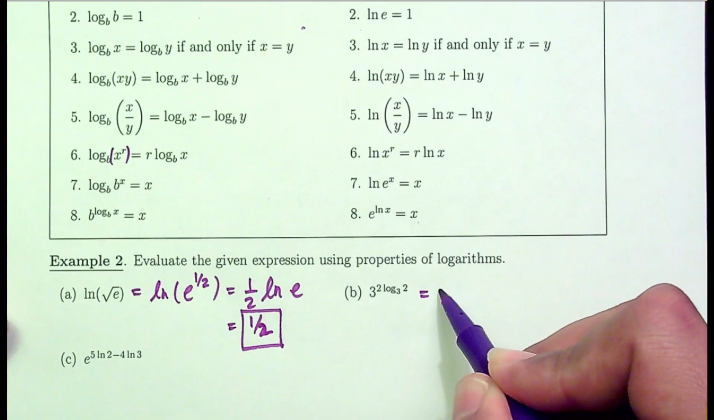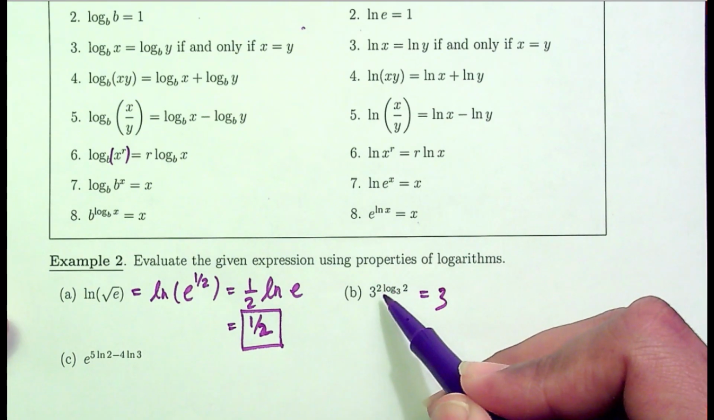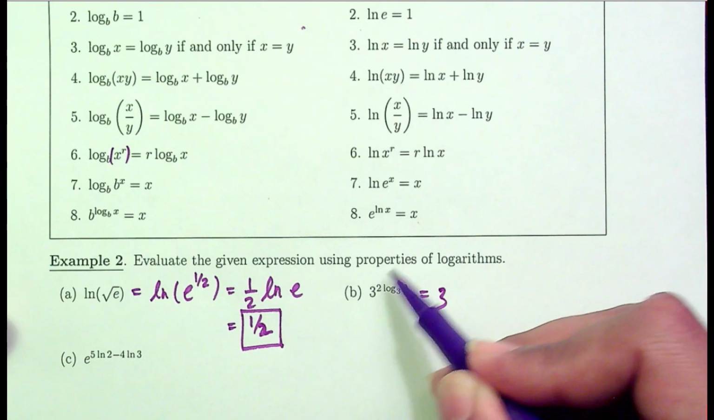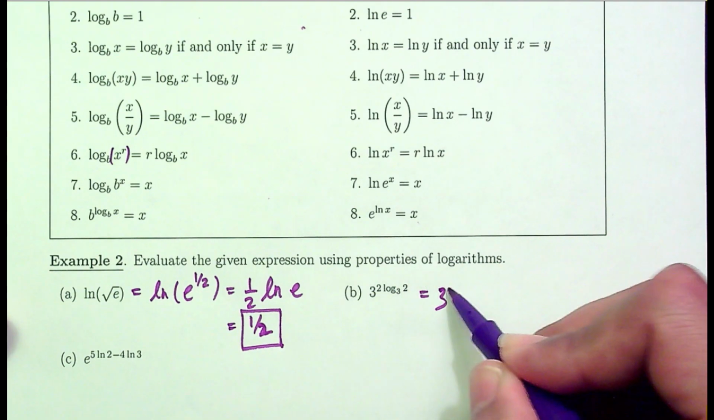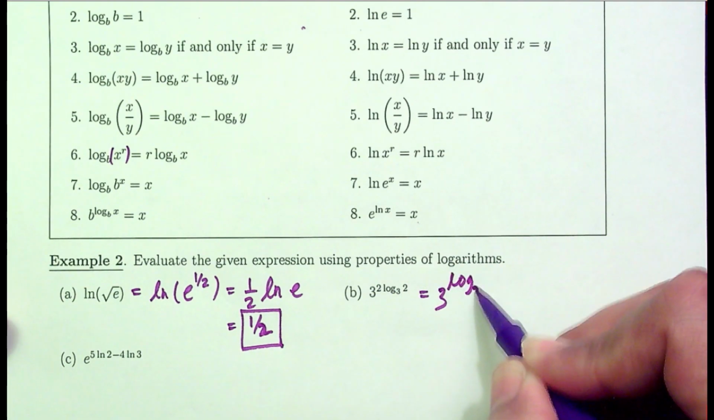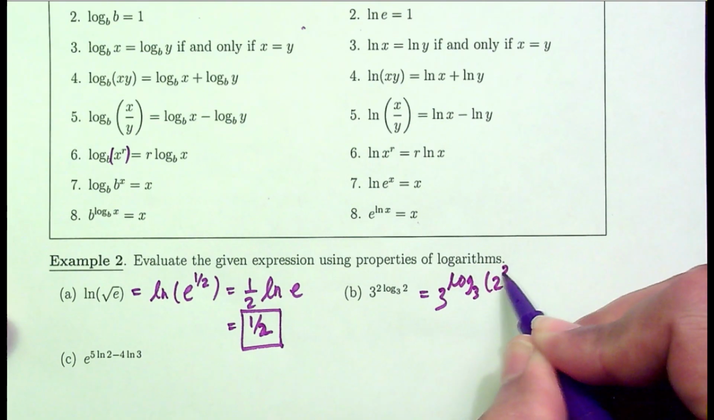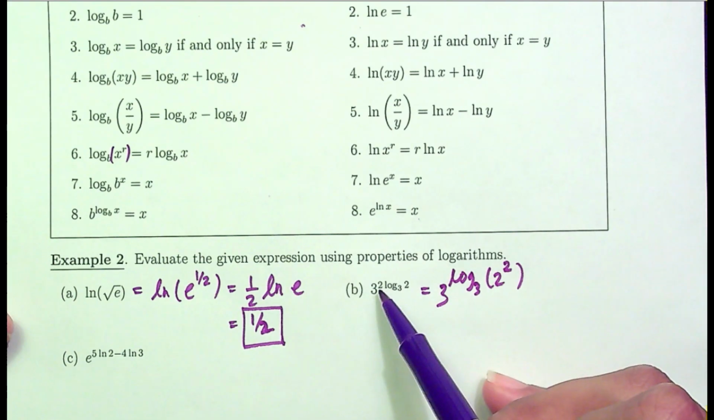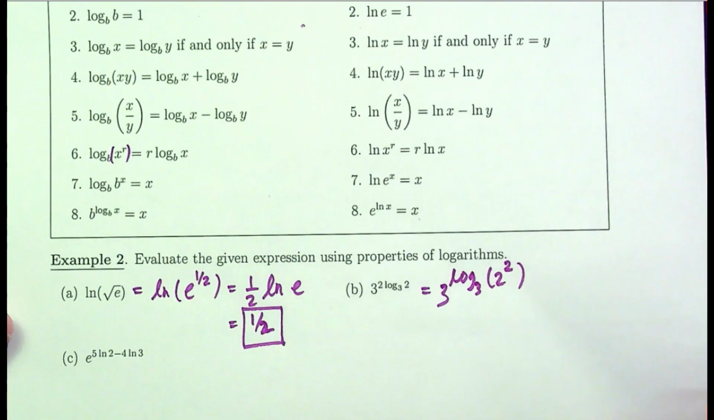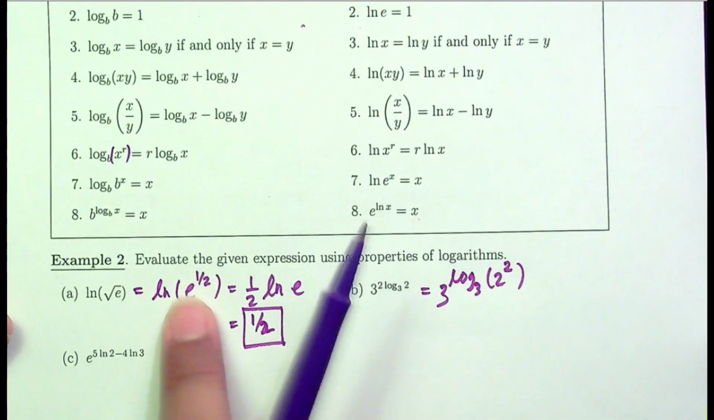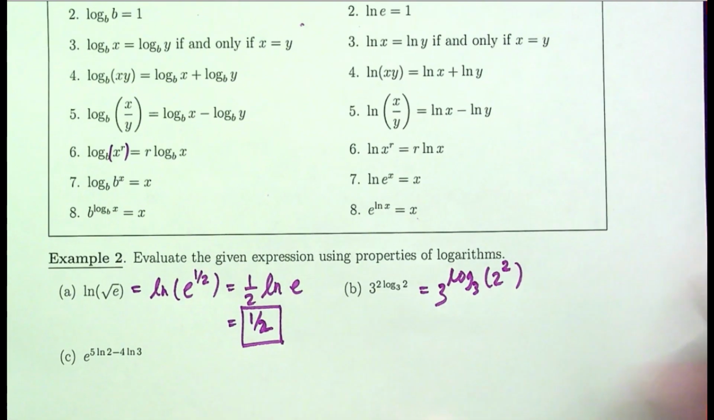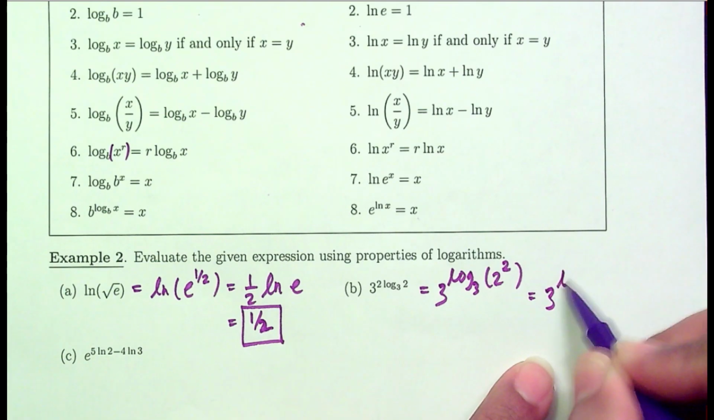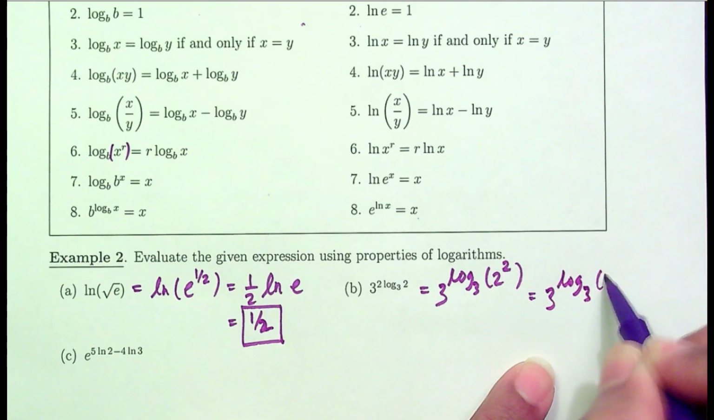Leaving the base the same, this 2 in front of this logarithm, I'm going to move it inside the logarithm as an exponent. So this is going to be log base 3 of 2 to the 2. So I took the coefficient in front of the logarithm and moved it inside as an exponent. I'm using this same property, but backwards. All right, now 2 squared is 4. So this is 3 to the log base 3 of 4.